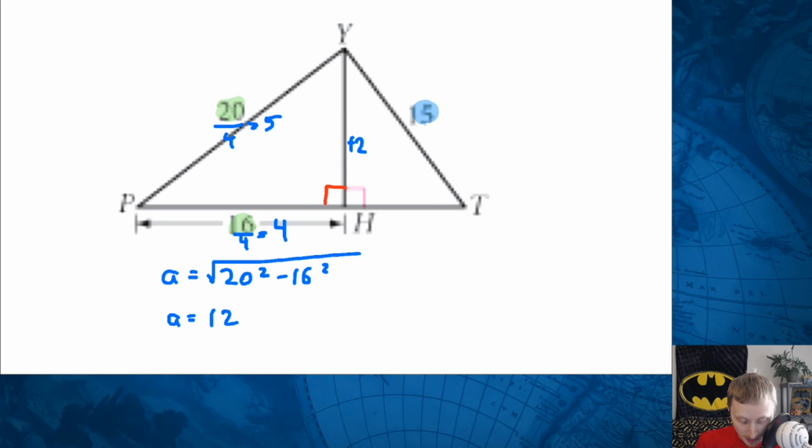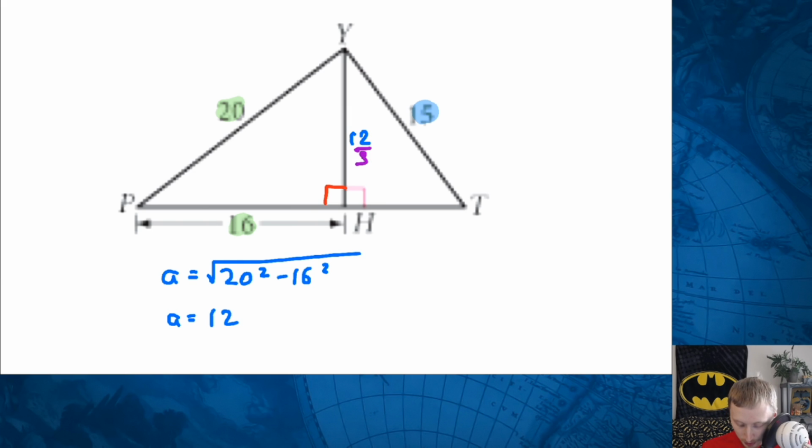Right, so that gives us all three sides of PHY, and it gives us two sides of YTH. Now, can we determine the third side of YTH? Absolutely we can, the exact same way. Look for a common factor between the sides that you know.